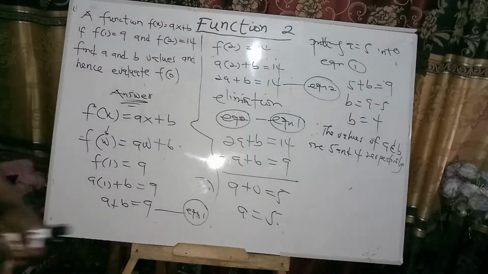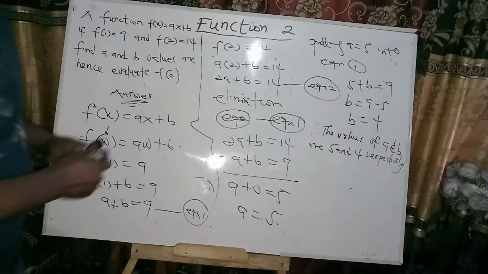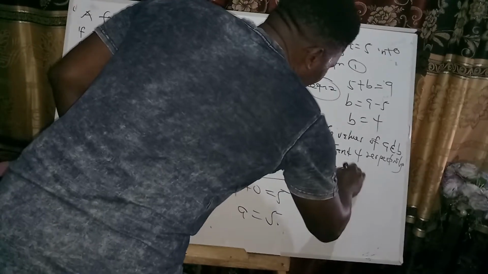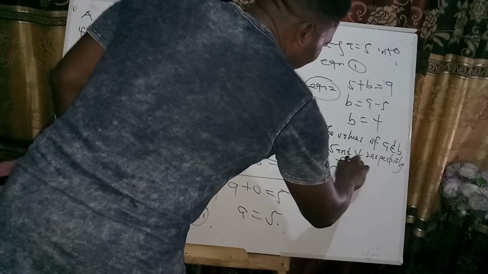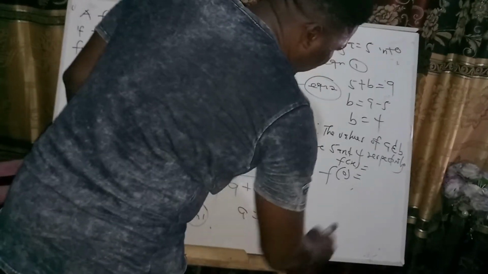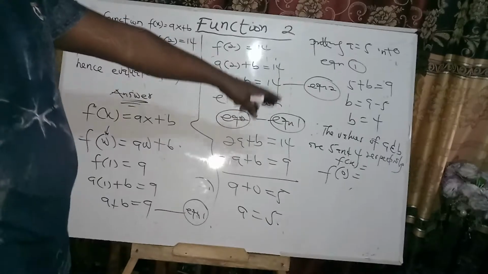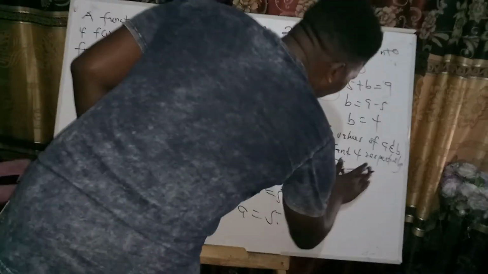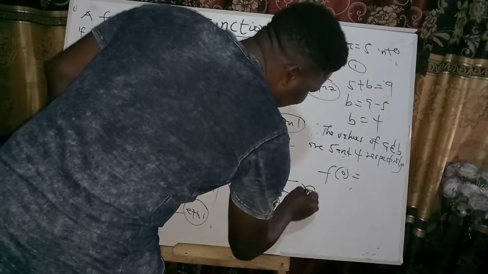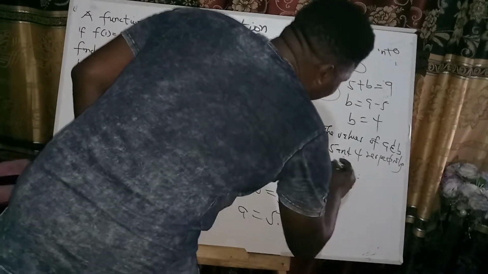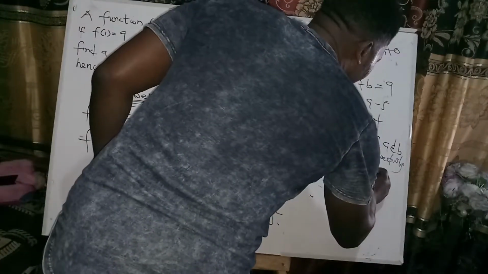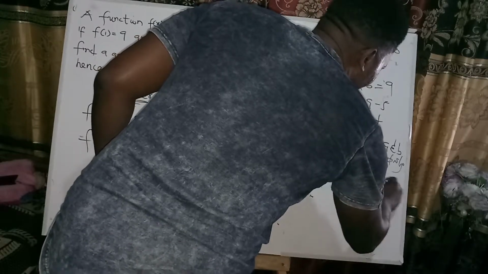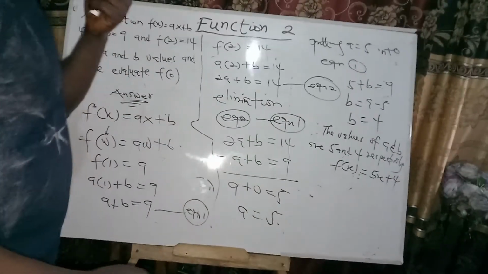But in order to complete the question, they say evaluate f of 0. So my f of 0 will be equal to, now I know that my original f of x, since I know a to be 5 and b to be 4, is no more ax plus b. It is rather 5x plus 4.